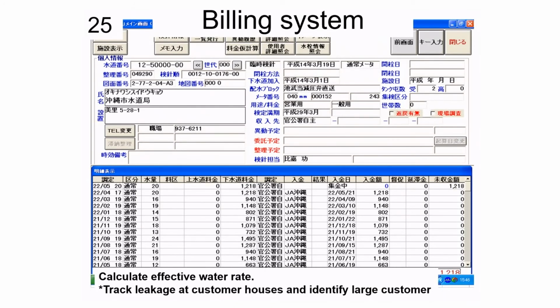We use a computerized billing system to calculate water bills. This screen displays customer information. By comparing the sum of each household's consumption and each distribution block's inflow measured with a block meter, this system calculates revenue water rate automatically. The name of a distribution block, which this customer meter belongs, is displayed here as attribute information.